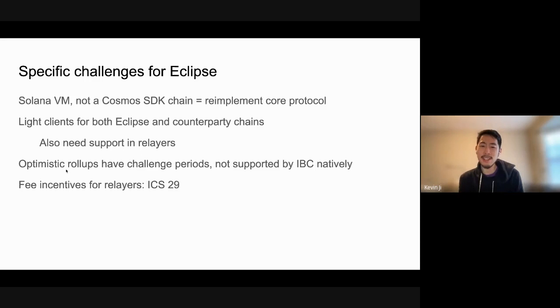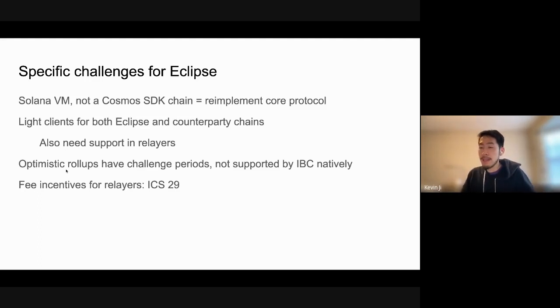This is a challenge for Eclipse as well, because IBC assumes that if the message got delivered across chains, it was just successful. So there's not an easy way inside IBC to say, okay, this message was delivered, but now it's incorrect, so can you drop it from the state? So we have to work around this a little bit. One way is actually to just work with IBC to add this into their spec as a part of their core protocol. That's one thing we're investigating.